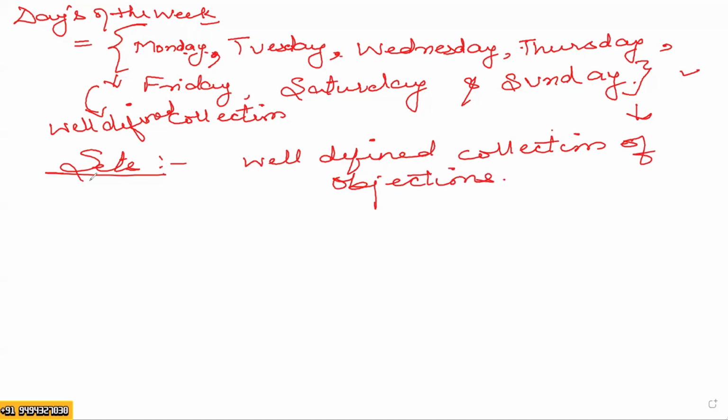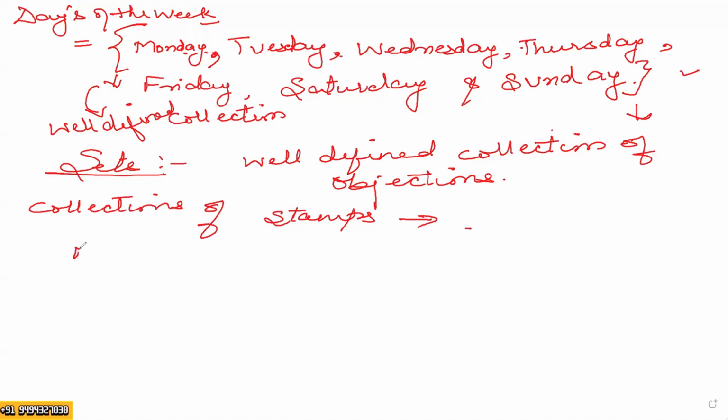Suppose someone has interest in collecting the stamps of different countries, right? So this is a set. You can write this, suppose, collection of stamps. This is also a set, right?